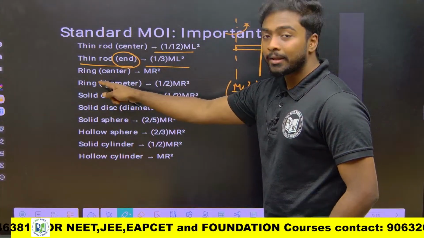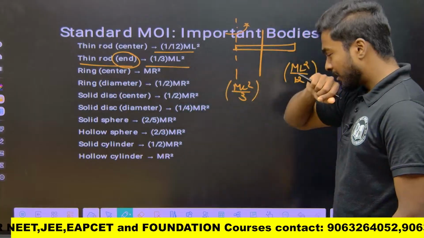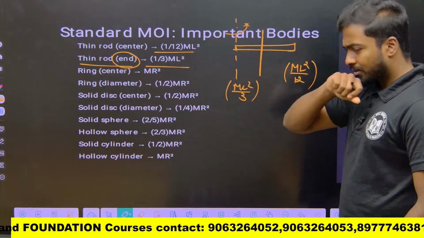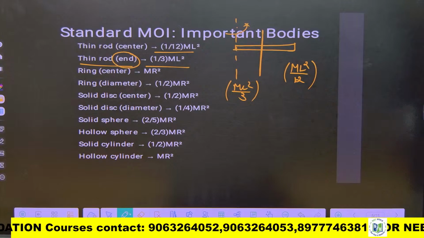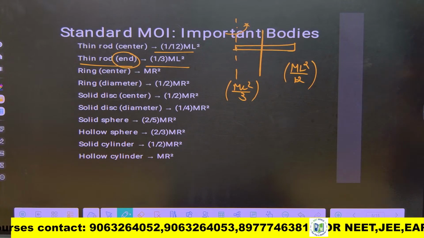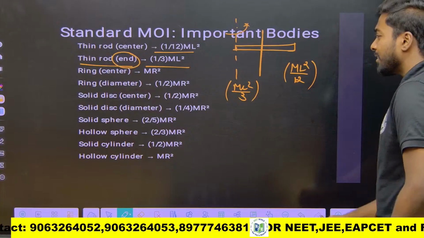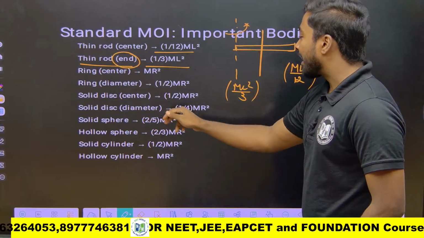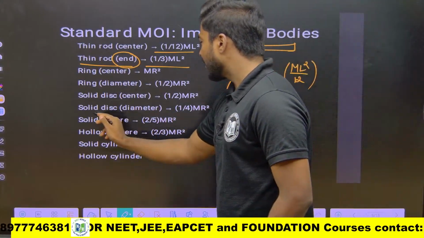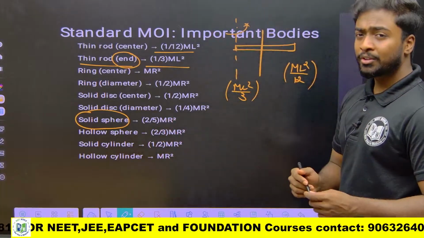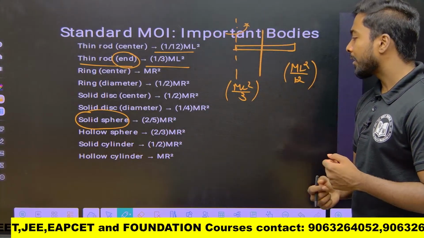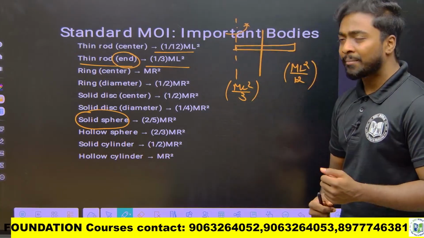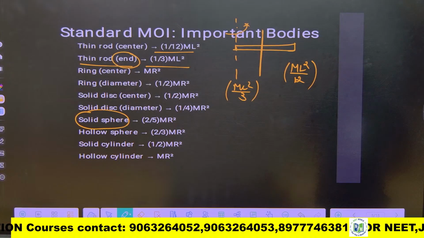For the ring, about the center it is mr square. For the ring about a diameter, it is mr square by 2. A solid disc about the center is mr square by 2, and about a diameter mr square by 4. Solid sphere is 2 by 5 mr square, hollow sphere is 2 by 3 mr square, solid cylinder is mr square by 2, and hollow cylinder is mr square. You can take note of this. We can go for the next slide.